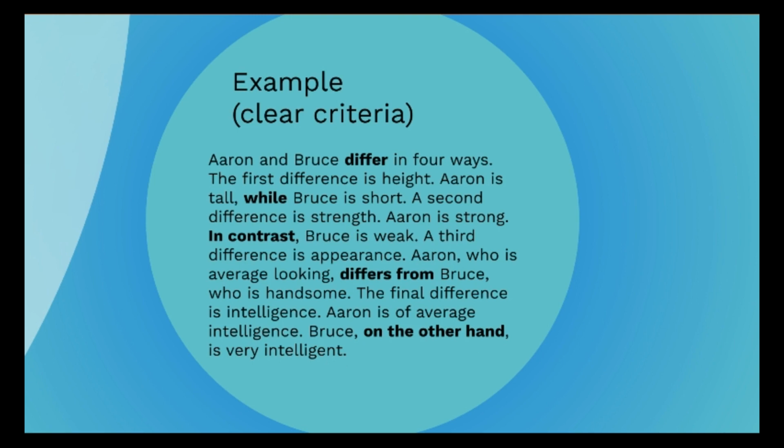The third difference is appearance. Aaron, who is average-looking, differs from Bruce, who is handsome. The final difference is intelligence. Aaron is of average intelligence. Bruce, on the other hand, is very intelligent.